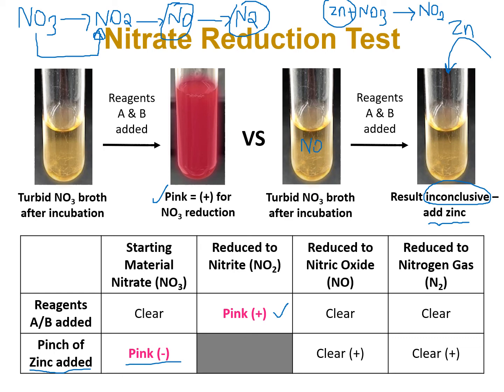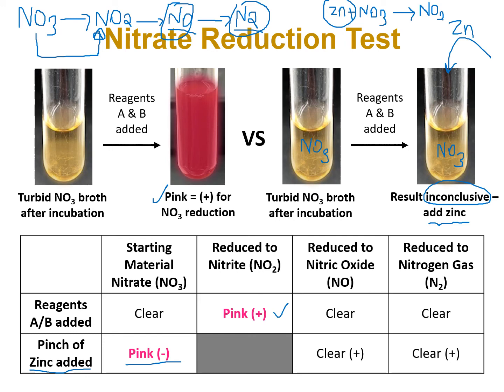So in this broth, there is nitrate. Now, if after adding the two reagents, you still get this kind of yellow color, as I said, this is inconclusive data. We're not very sure what's happening. We're not sure whether the nitrate didn't get reduced at all, or it might have been reduced, but it got reduced to something like nitrogen oxide or nitrogen gas. So what we do is we go ahead and add zinc.